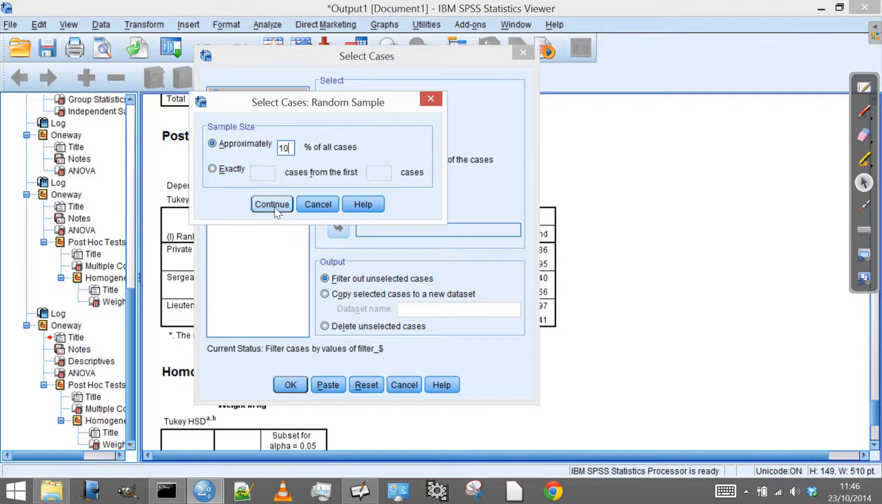Oh, because that defeats the object. Sabah's asking why we don't just do it on everyone in the file. Everyone in the file is as if that's the whole population.